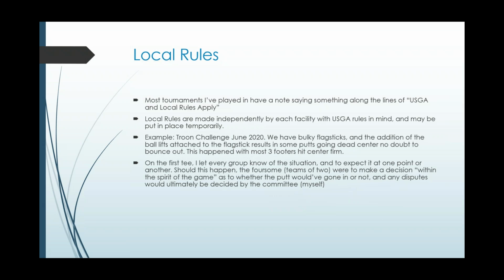So for the tournament in June, we had to adopt a local rule, basically saying, this is going to happen. This is how we're going to address the situation. So no one's bent out of shape after the round and everything can go smoothly. So before everyone teed off, and I put this on the rule sheet as well, I let every group know what to expect from the course, and that, again, the situation would likely happen.